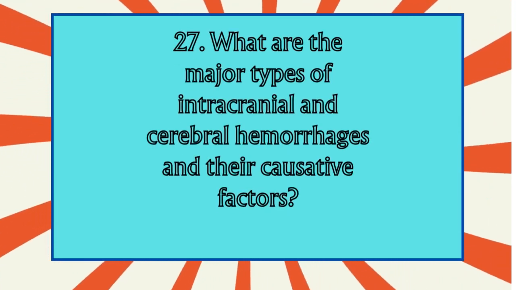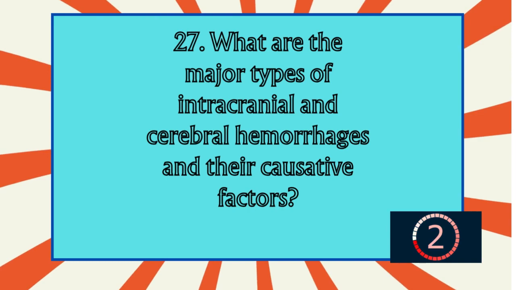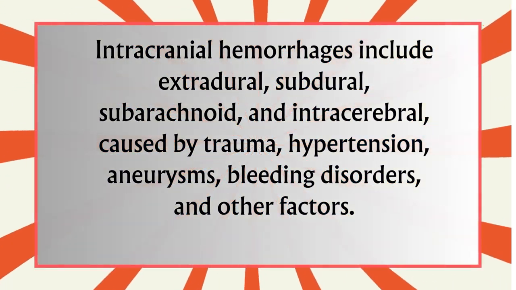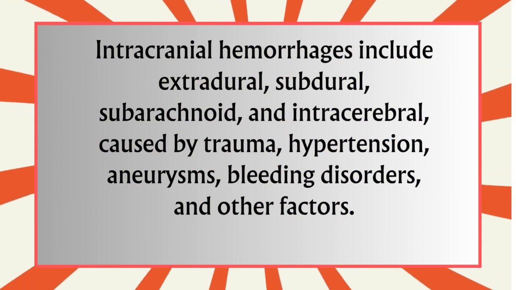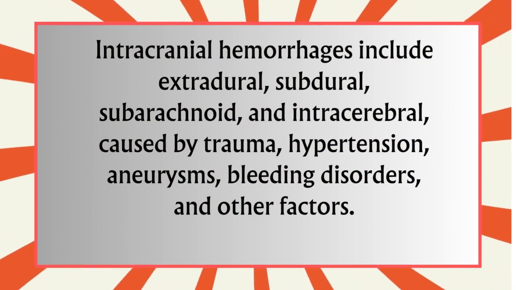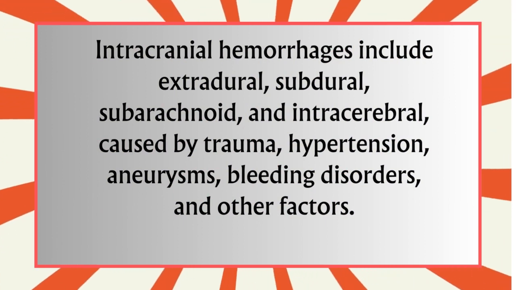27. What are the major types of intracranial and cerebral hemorrhages and their causative factors? Intracranial hemorrhages include extradural, subdural, subarachnoid, and intracerebral, caused by trauma, hypertension, aneurysms, bleeding disorders, and other factors.